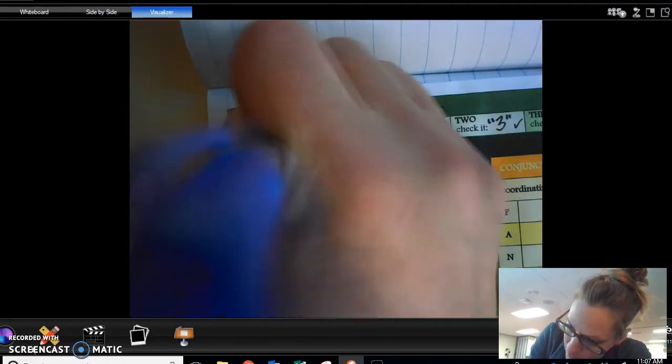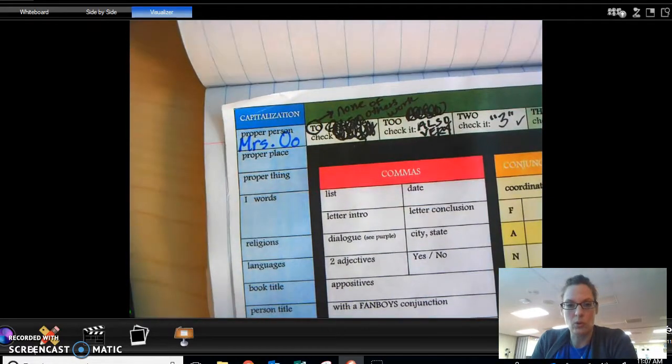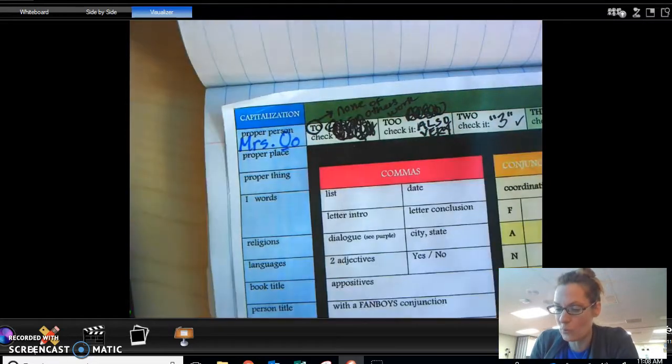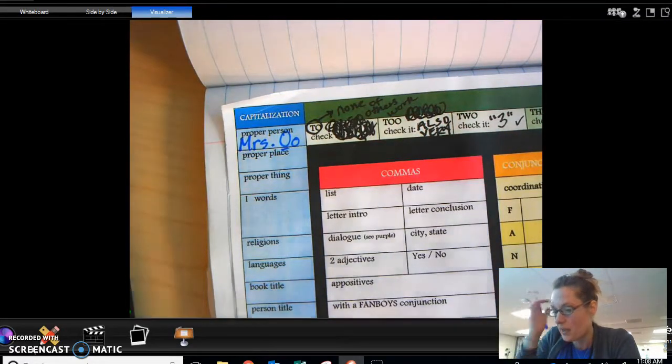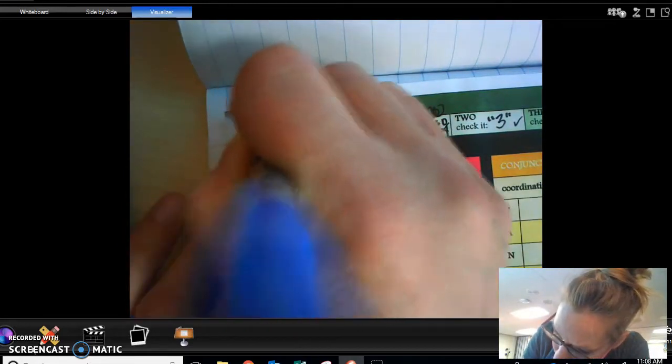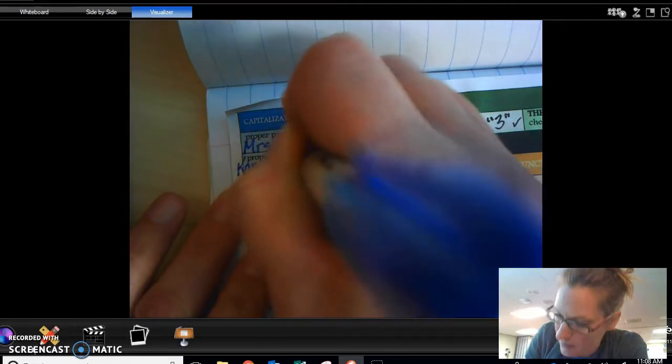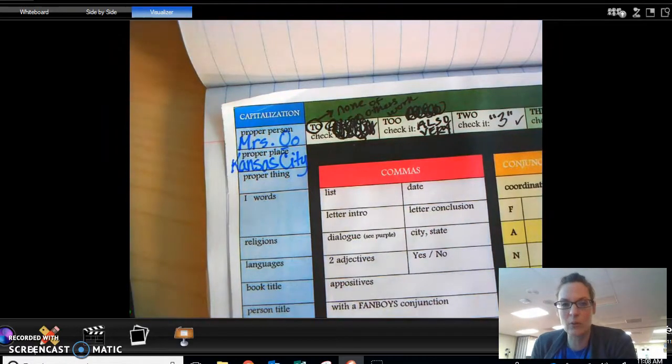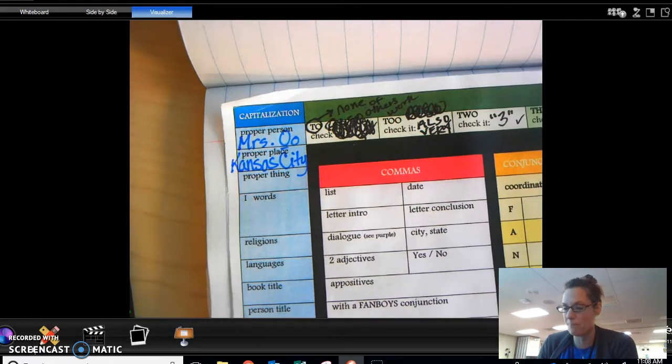So if we start with a proper person, I'm going to do my name here. Maybe you want to do your name. Maybe you want to do your friend's name. You can write any name you want, but basically it's recognizing that that last name or the first name will be capitalized. Okay. Proper place. That is a location that I can go to. So let's go ahead. I'm going to do Kansas City. Notice that the K and the C are both capitalized because that is the name of the city.